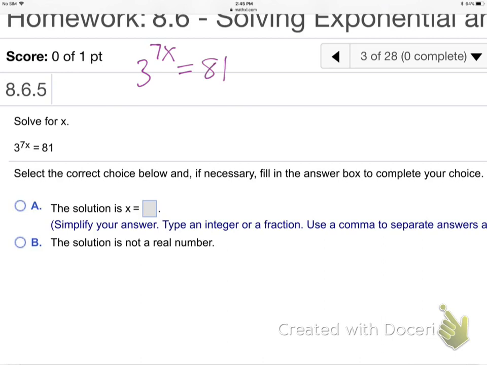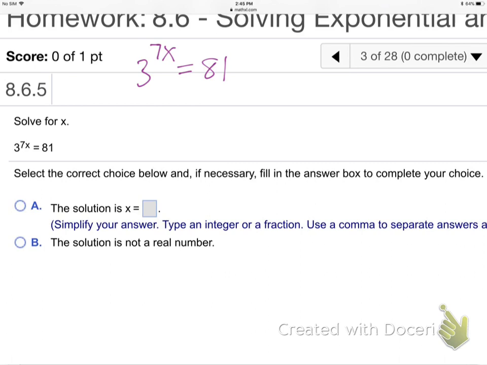Three to the 7x equals 81. Okay. What do you think? This one's not nearly so obvious, is it? This one we're kind of done with our solve by observation method. We're going to need some math techniques here.